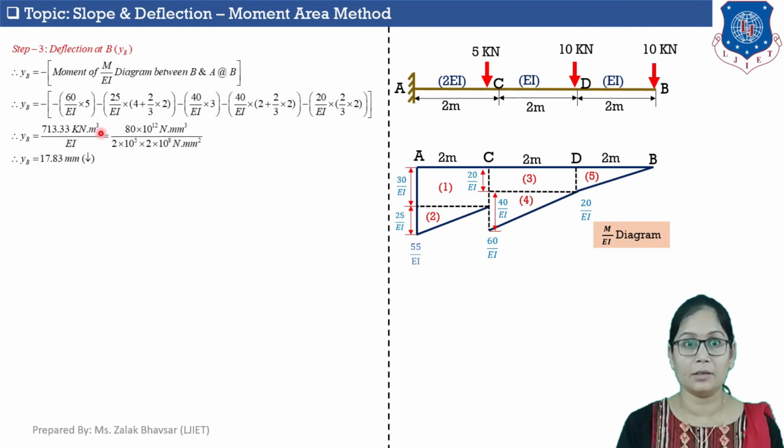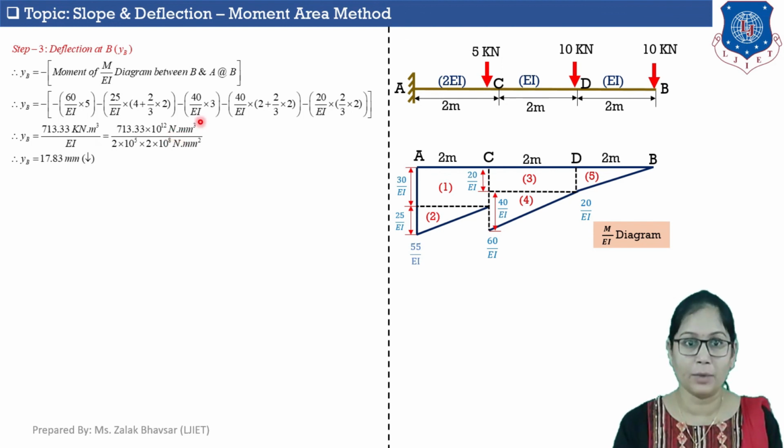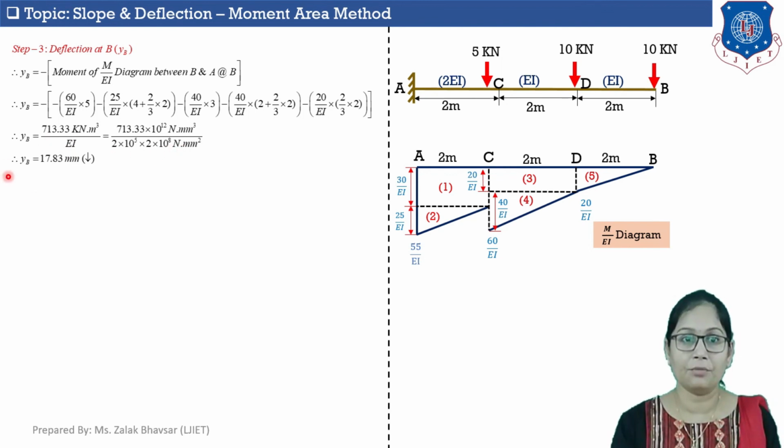713.33 kilonewton meter cube upon EI and I am converting it into Newton into mm cube. So if I calculate, I am getting YB is equal to 713.33 kilonewton into meter cube upon EI. And for converting it into Newton into mm cube, I am multiplying 713.33 with 10 raised to 12. The values of E and I which are given are 2 into 10 raised to 5 and 2 into 10 raised to 8. So I am getting YB is equal to 17.83 mm.